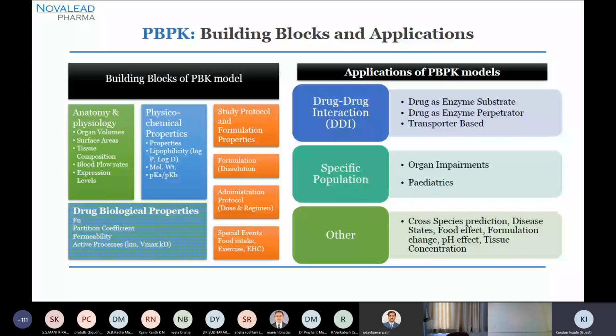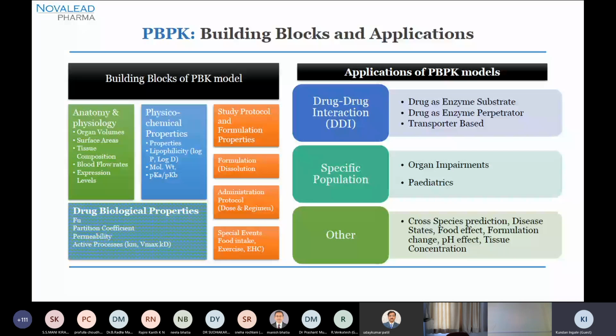PBPK. That is, sorry, I missed P in the title over here. Yeah, so all these properties, once you have, you can apply the PBPK modeling for predicting drug-drug interactions. You can build up a pharmacokinetic profile for specific populations, such as pediatrics or geriatrics or people with organ impairments or any other thing. Then the most important application is you can make cross species prediction, disease state prediction, food, what is the effect of food, what is the effect of formulation change.